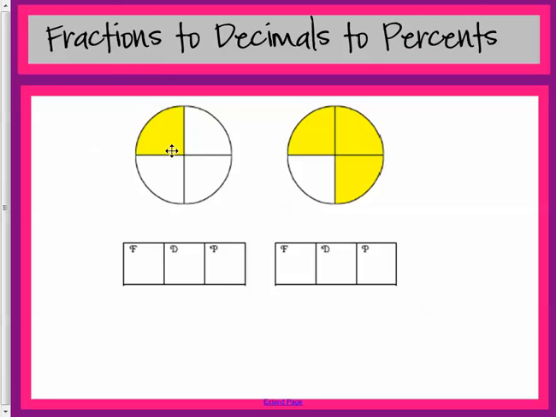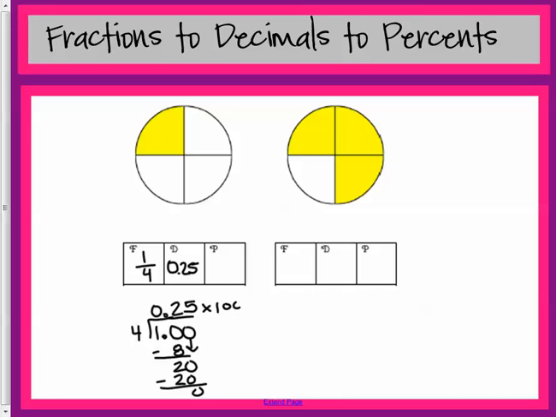Let's look at a few more. The fraction, how many are filled in? 1 out of how many total? 4. So now we divide 1 by 4, which we know doesn't happen, so we need a decimal point. 4 goes into 10 2 times, with 2 left over. Okay, we need another 0. 4 goes into 20 5 times. So to get our decimal, we get 25 hundredths. Multiply that by 100 and we get 25%.